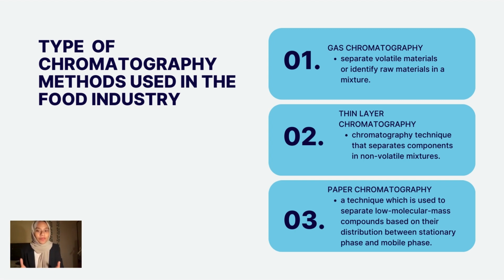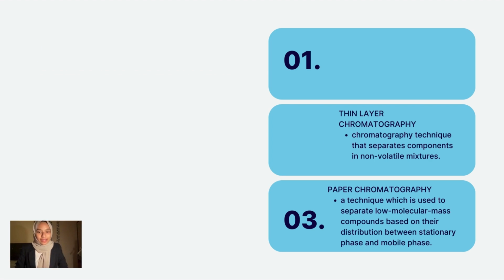And the last one, we have paper chromatography. This is a technique which can be used to separate low molecular mass compounds based on their distribution between the stationary phase and the mobile phase. Due to its low cost and the availability of various protocols for the separation of compounds, paper chromatography is considered a most powerful analytical tool.